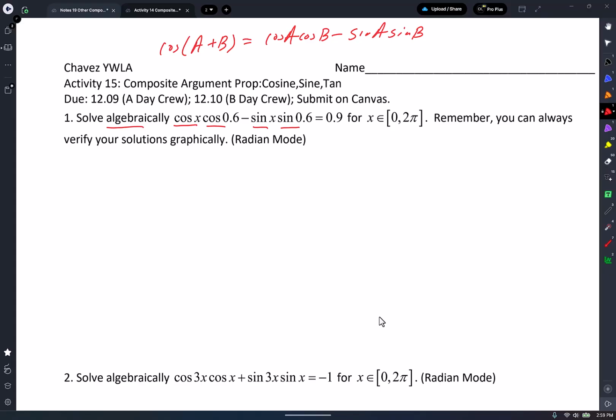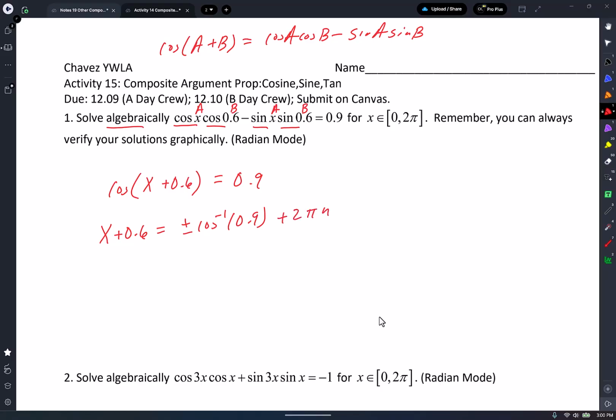So I come back and write: this x is like my A, and that 0.6 is like B. I'm going to write cosine, open parenthesis, x plus 0.6, close, equals 0.9. Are we still okay? The whole thing here is that you're trying to solve for x, so I'm going to get rid of that cosine by doing inverse cosine. x plus 0.6 equals plus or minus arc cosine of 0.9 plus 2 pi n.